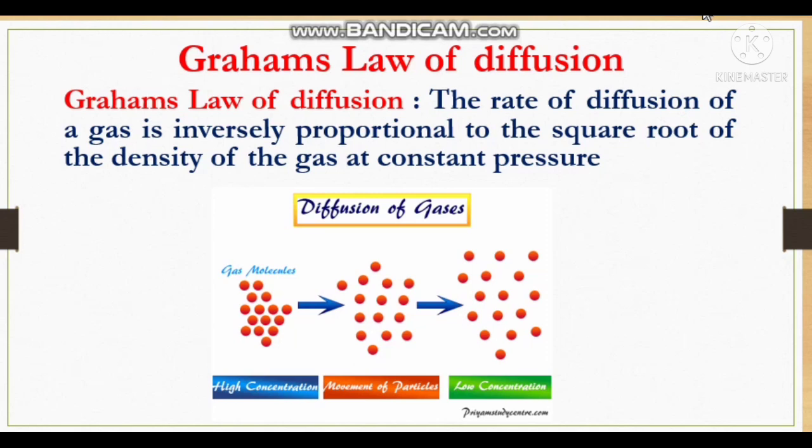Now mathematically we will deduce this Graham's law of diffusion by using the kinetic gas equation PV is equal to 1 by 3 mnc square.